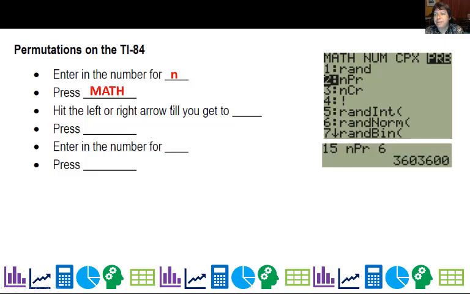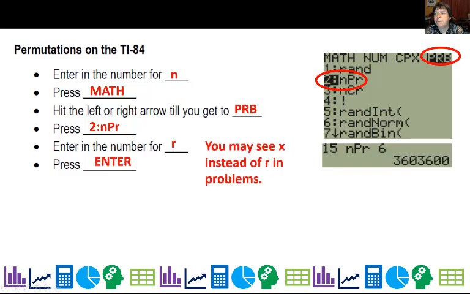Then we're going to press Math again, and we're still going to PRB like we did before. This time, we are going to go to 2, nPr. So if you press 2, or if you scroll down here and press Enter, and then you have to put in the number for r, in this case 6, and then press Enter, all right? Now, by the way, you may see x instead of r in problems, and sometimes you can even see k, just to remind you of that.